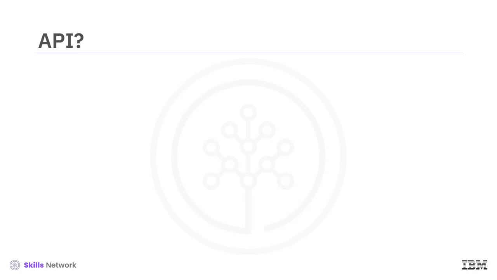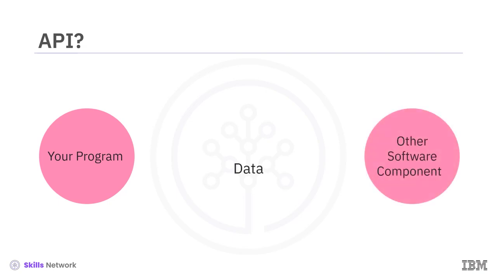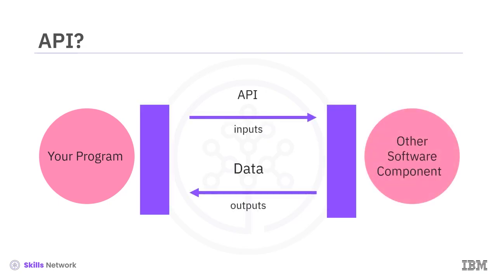For example, you have your program, you have some data, and you have other software components. You use the API to communicate with other software via inputs and outputs. Just like a function, you don't have to know how the API works, just its inputs and outputs.